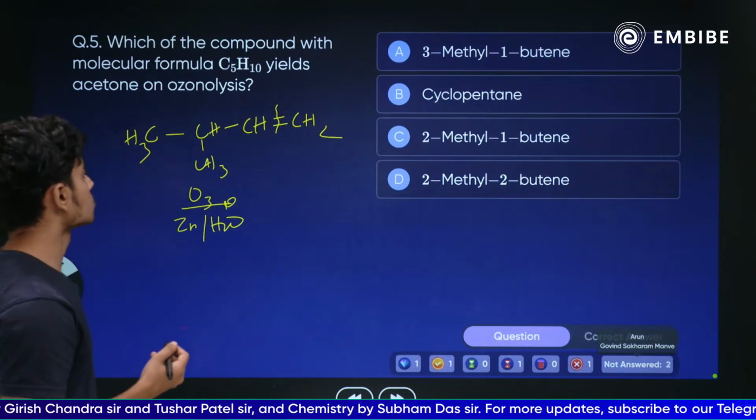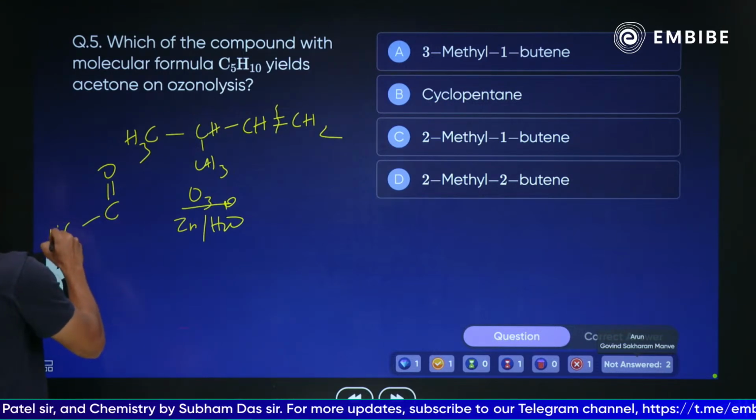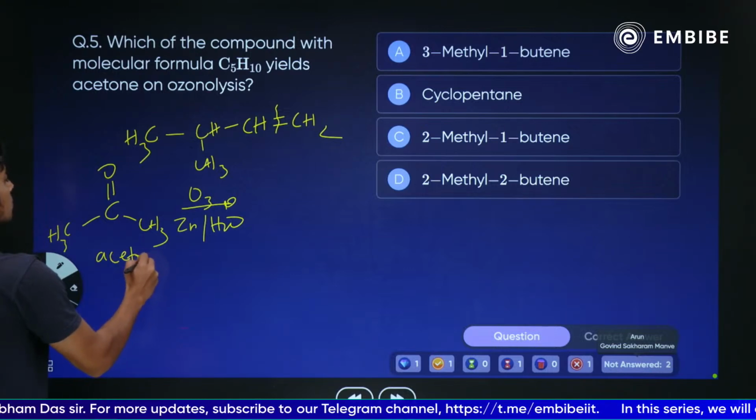Acetone is your goal, so you need acetone. Acetone looks like this: C double bond O, CH3, CH3. This is my acetone, so I need to get this.